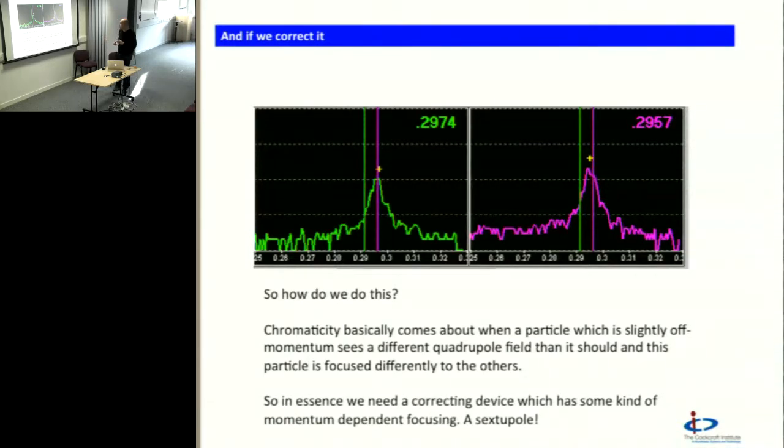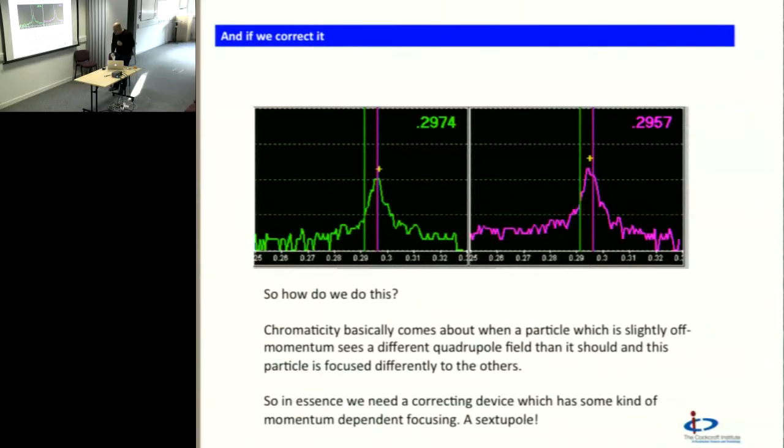Right, so how do we do this correction? Well, this is pretty amazing. You can see the frequency spectrum collapsing to a much more nicely defined peak. Now, chromaticity basically comes about when a slightly off-momentum particle sees a different quadrupole field than we intend it to. And this particle is focused differently to its friends in the bunch.